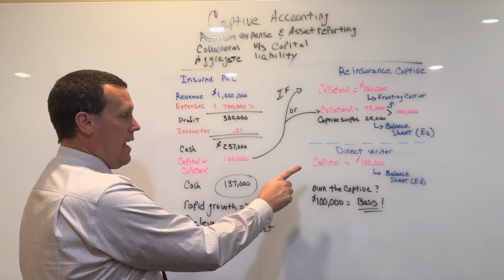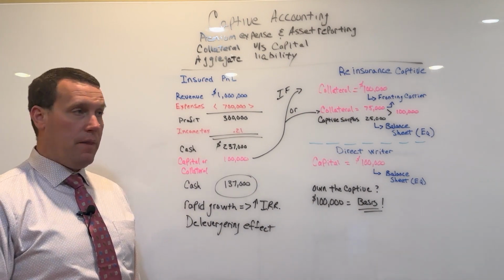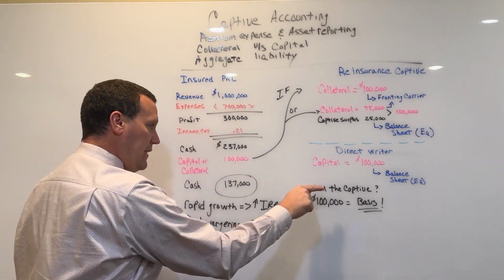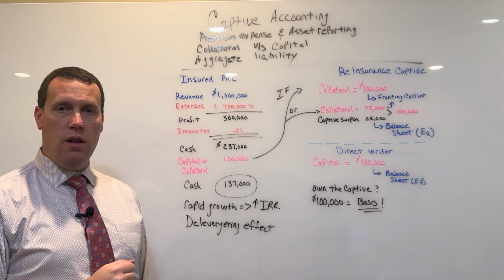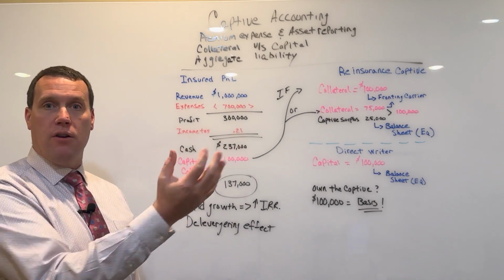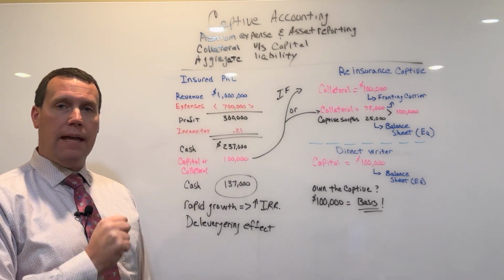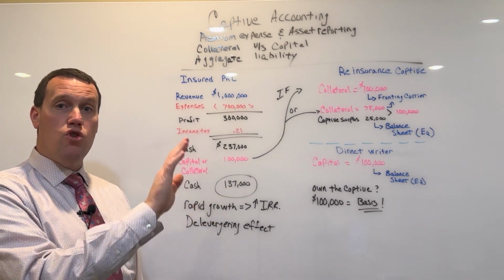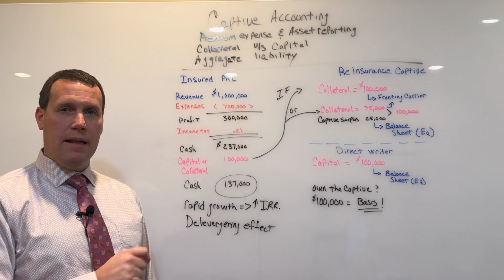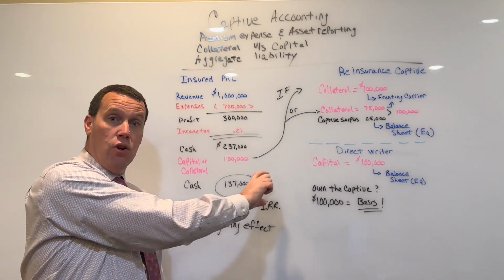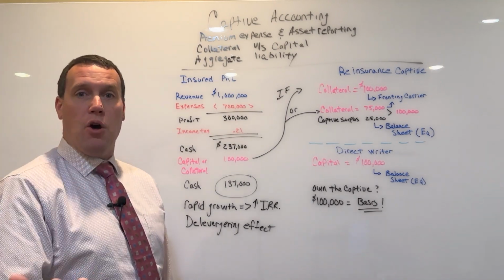Okay? In this model, the direct writer model, that becomes your basis. The insured's investment in that captive is $100,000. So 10 years down the road, you shut your captive down and there's $1 million in that captive. Well, you're going to pay long-term capital gains on $900,000, not $1 million, because your investment was $100,000. Now that's a wee bit of advanced tax planning. Your situation may be slightly different, but that's what we're trying to talk about here.